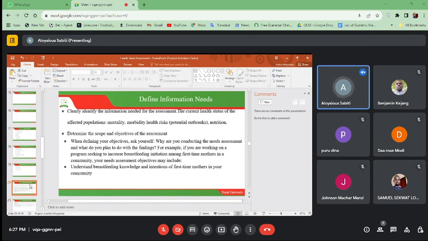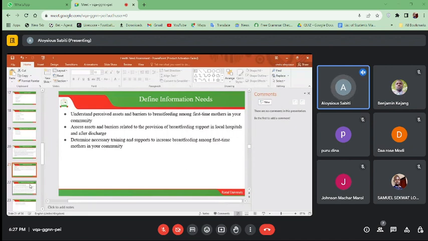So you're now defining what information you need. You're seeking to understand the increase in breastfeeding initiation among women who are first-time mothers who have just given birth to their first child. So you'll want to understand the knowledge they have and the intention they have as an objective. But also you will want to understand the perceived assets and barriers to breastfeeding among these first-time mothers.